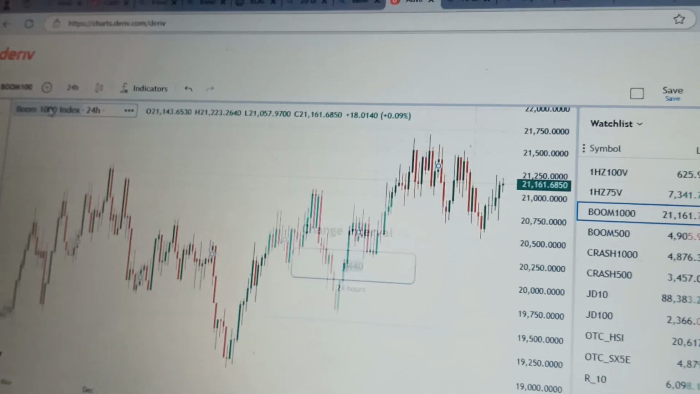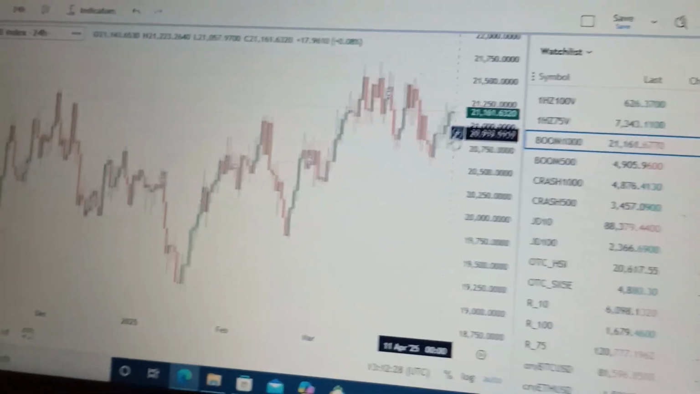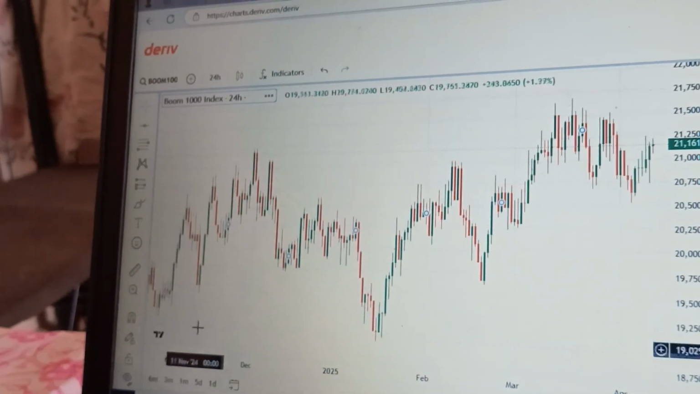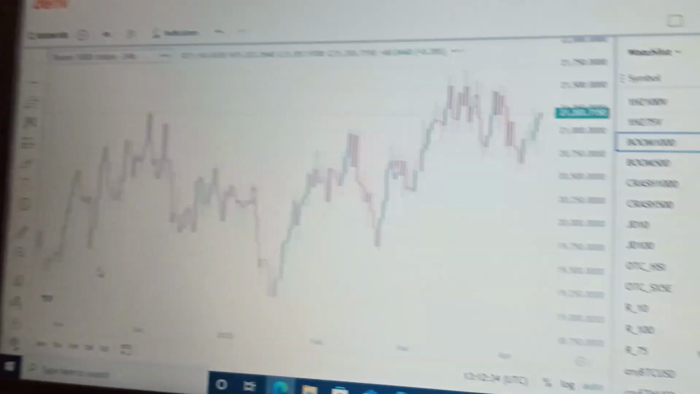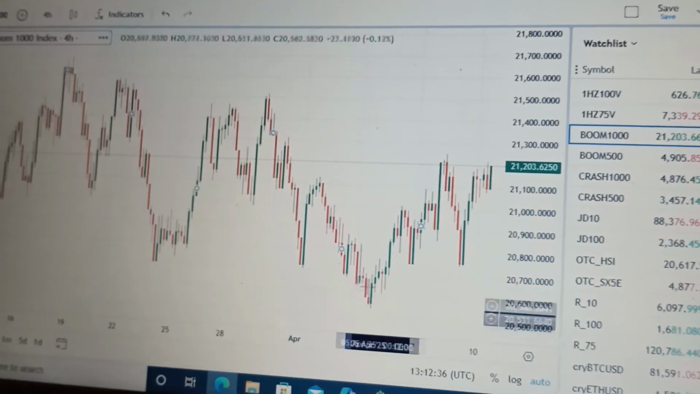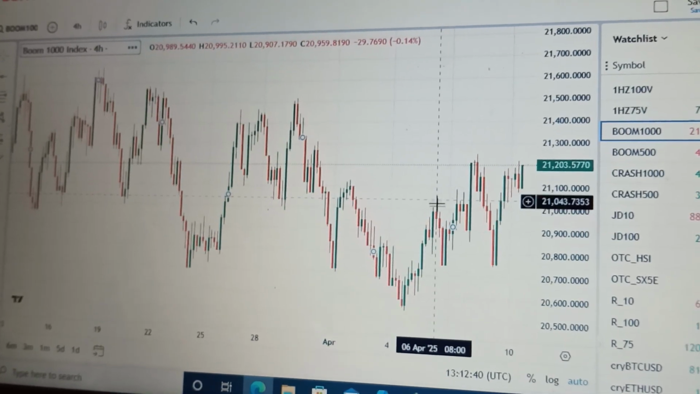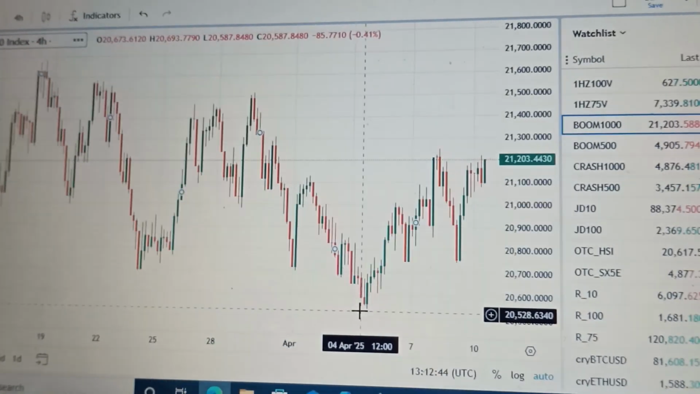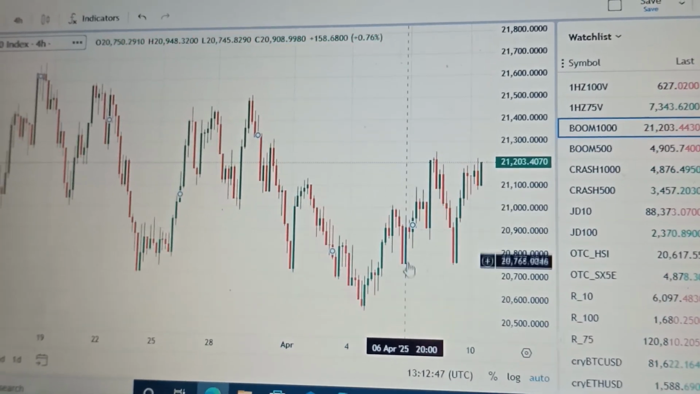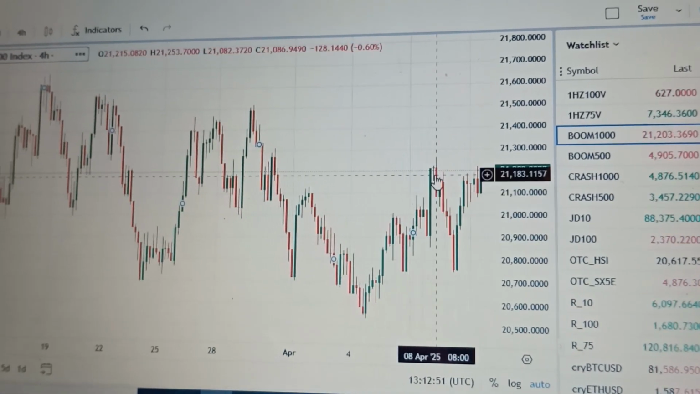On Boom 1000, we said on the 1 day time frame we're having bullish candles. We go to 4 hour, guys. Let's see what is happening on a 4 hour time frame. We're having a series of higher highs and higher lows. Higher high, higher low, higher high.